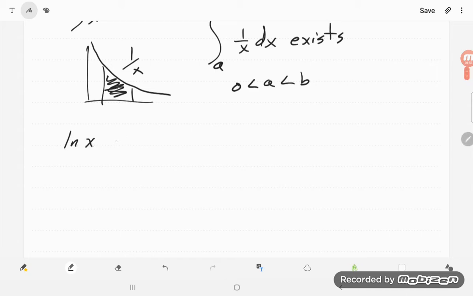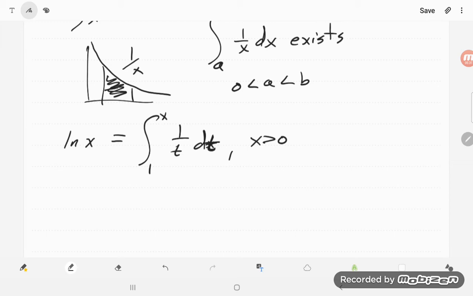we're going to define the function natural log of x to be equal to the integral from 1 to x of 1 over t dt, and we'll insist that x be greater than 0. So that means we could go from 1 to a half, and that just means we would get the negative of whatever we got from 1/2 to 1.